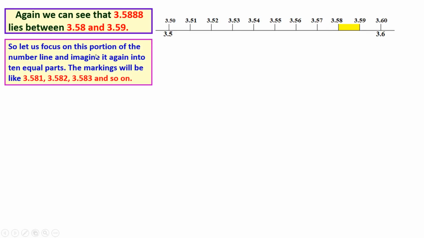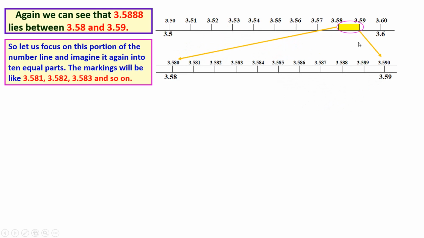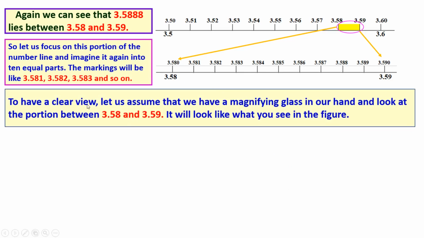So let us focus on this portion of the number line and imagine dividing it again into 10 equal parts. The markings will be like 3.581, 3.582, 3.583 and so on. Then we get like this. Take this portion, magnify it and divide into 10 equal parts. Then we get like this. To have a clear view, let us assume that we have a magnifying glass in our hand and look at the portion in between 3.58 and 3.59. It will look like what you see in the figure.